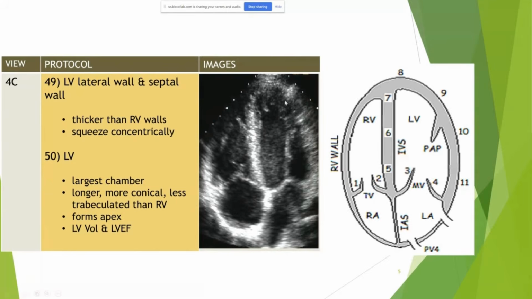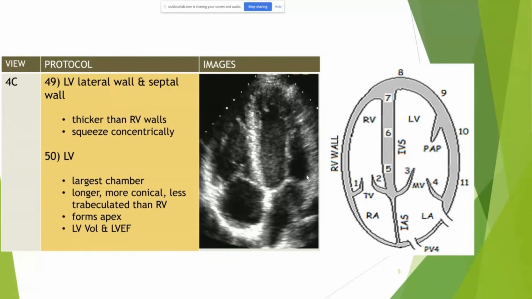But I want to draw your attention to some of these muscle pieces that look separated here and over here. We call those trabeculations. And whenever we do that trace, we want to trace around them. For the ejection fraction, we're not tracing underneath them, but around them to the compacted myocardium.